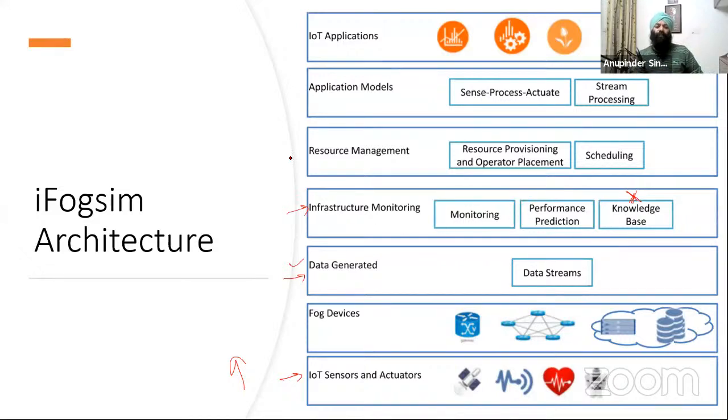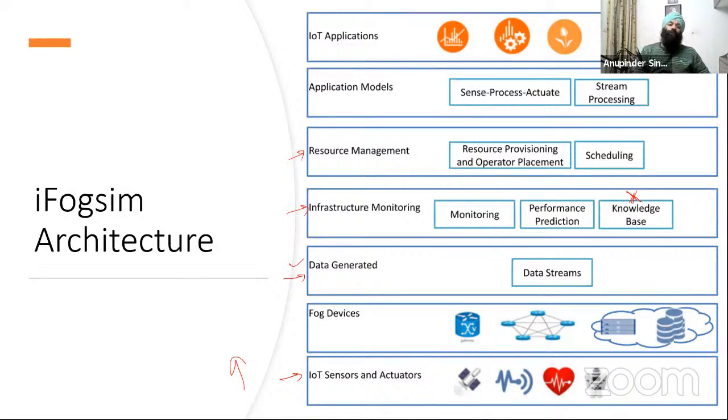Then there is resource management. When we say resource management, it is supposed to be done through the brokers only. So not only fog devices are present within the system, there are fog brokers as well, right? They are going to have the scheduling of your tasks, and they are going to take care of the resource provisioning and the operator placements, right? So right now resource provisioning is available in iFogSim, and scheduling is available. Operator placement is not directly available in the system.